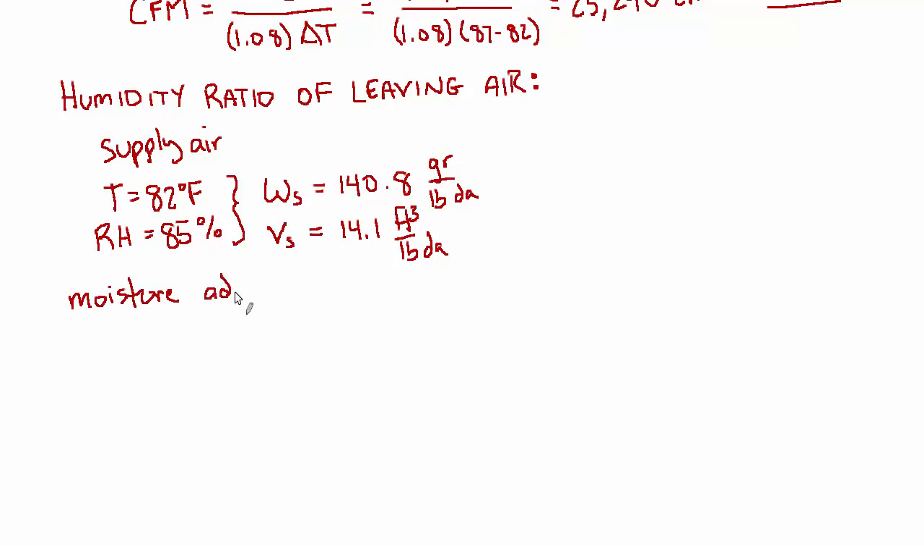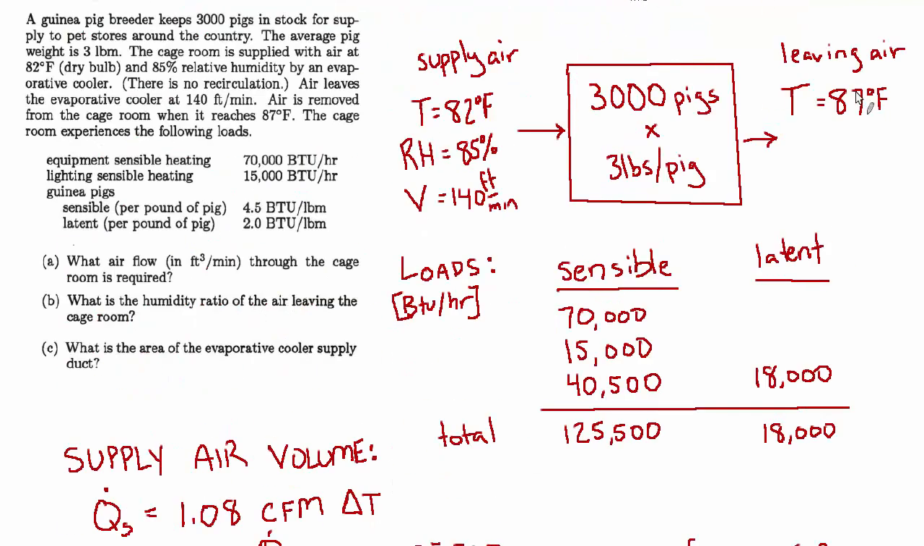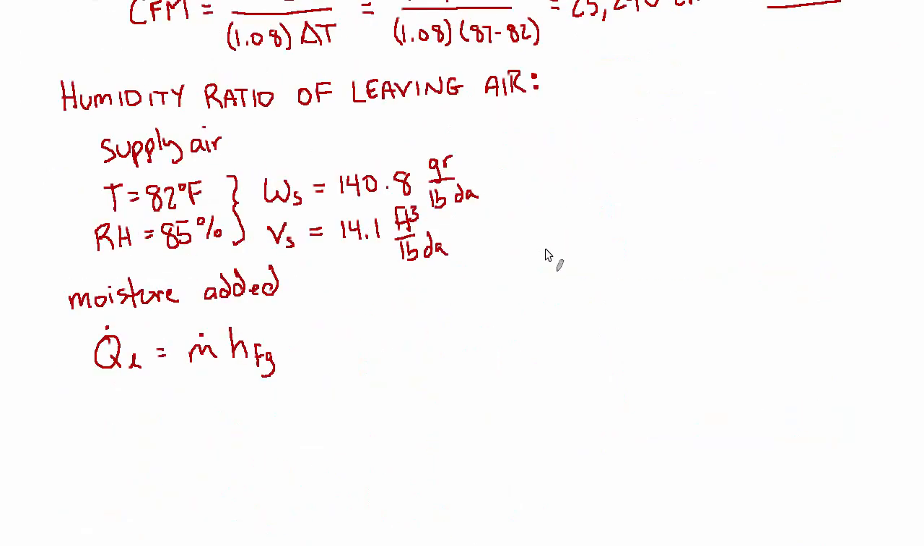For the moisture added, we can say that the latent load, Q sub L, equals m dot delta H, where delta H is the latent heat of vaporization, h sub fg, of water vapor at the particular temperature that we care about. In this case, we can use the conditions of the room, which are approximately the same as the conditions of the leaving air, 87 degrees.